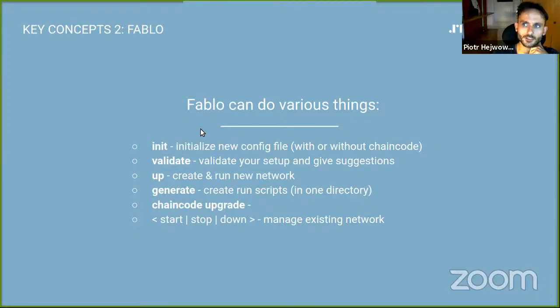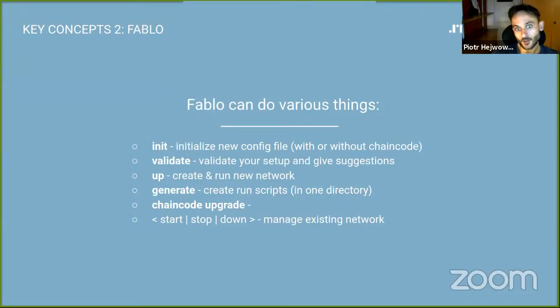Besides validating it against the JSON schema, Fablo will also give you valuable suggestions. Like maybe it's not a good idea to use the solo orderer type to run your network, and Raft is more production ready. One peer per organization is definitely not enough. Maybe you should add another one. So validate is kind of an easy way to get started with Fabric and validate your setup.